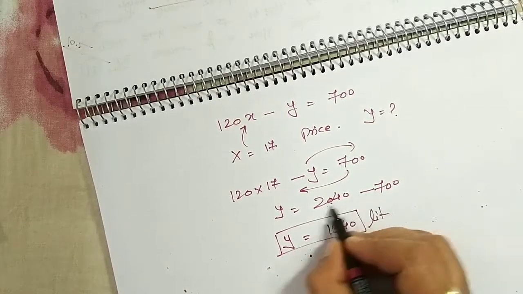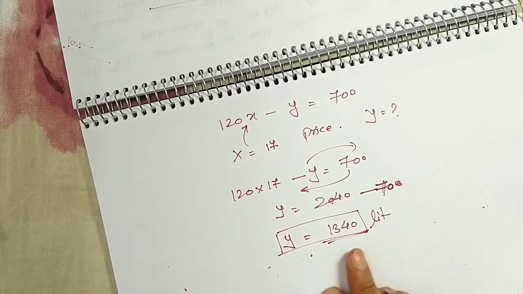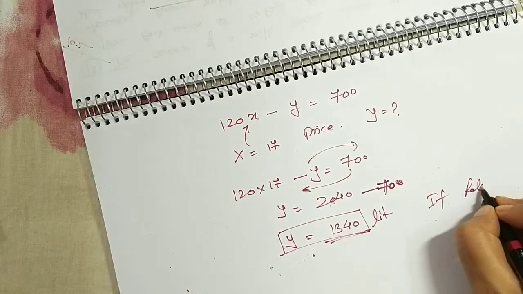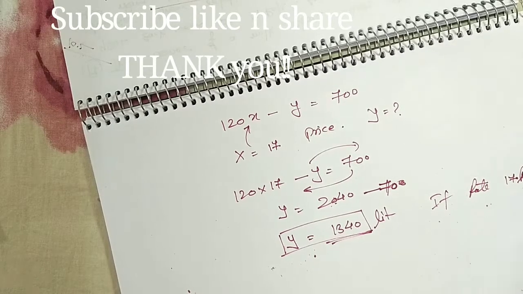This is the difference of these two. Please do the calculations on your own. We will get this much liters of milk he will be able to sell if the rate was how much? 17 rupees per liter. Okay.